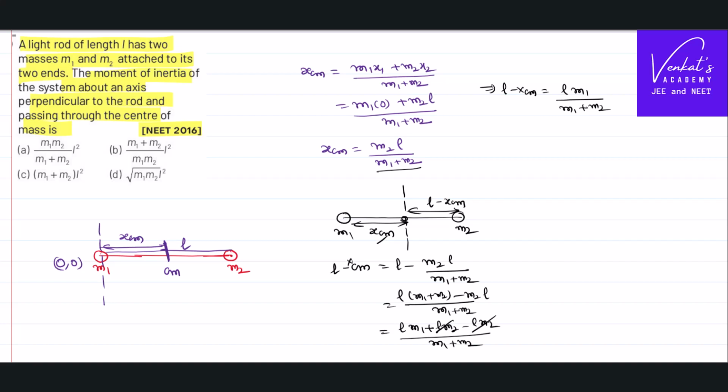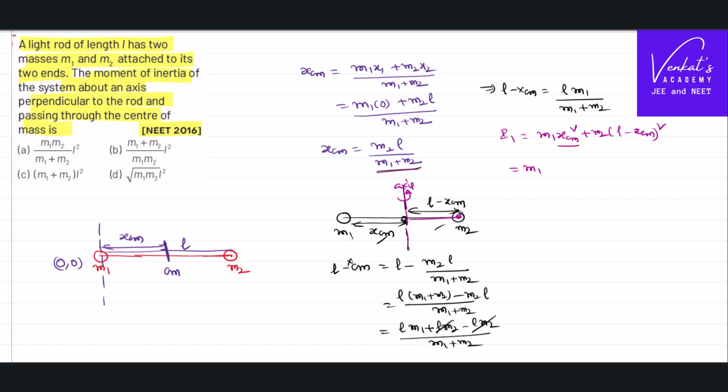Now I know the distance of the first particle and the second particle. I want the moment of inertia. The moment of inertia can be written as M1 R1 square, where R1 is the distance from the axis of rotation. This is the axis of rotation. That is M1 XCM square plus M2 times this distance, that is, (L minus XCM) square. Now I know both XCM and L minus XCM.